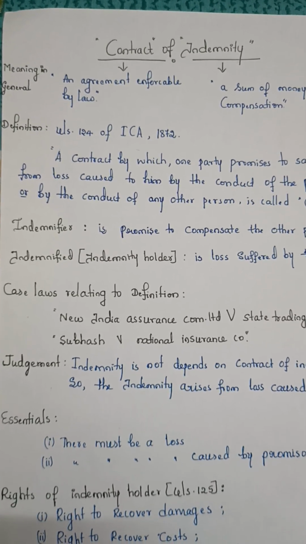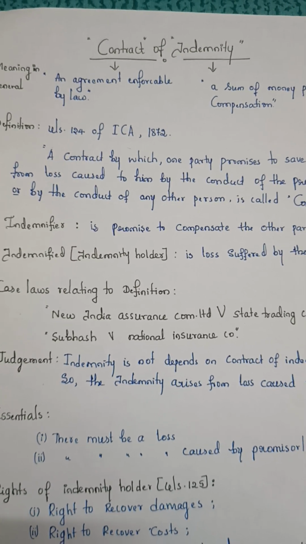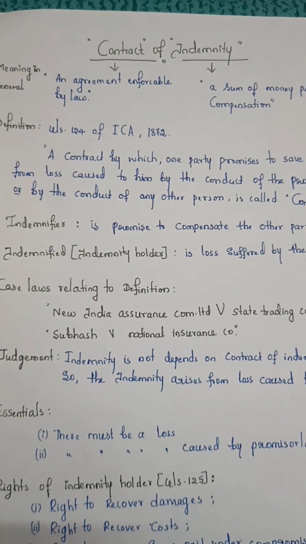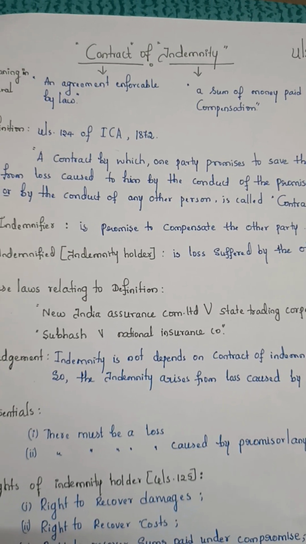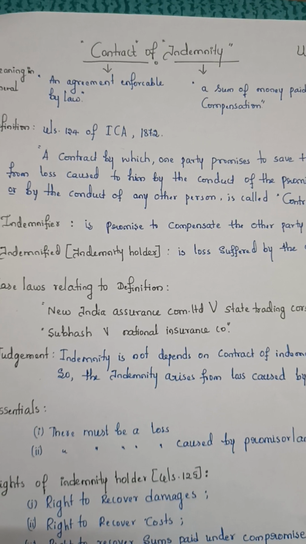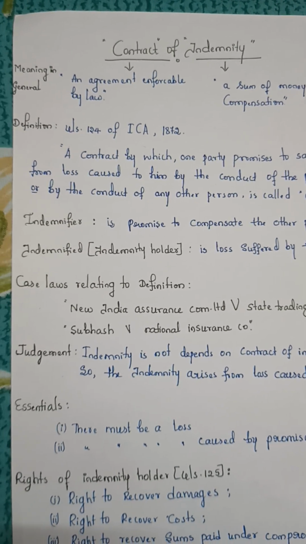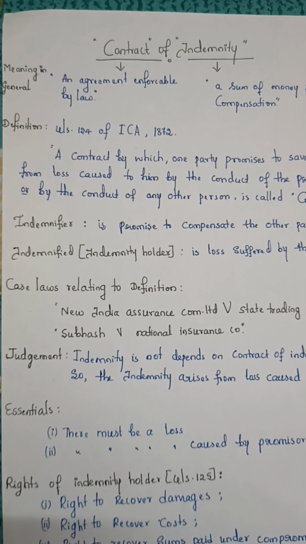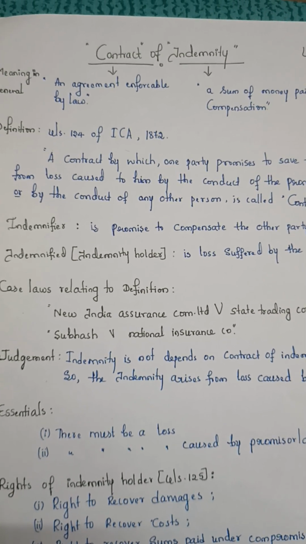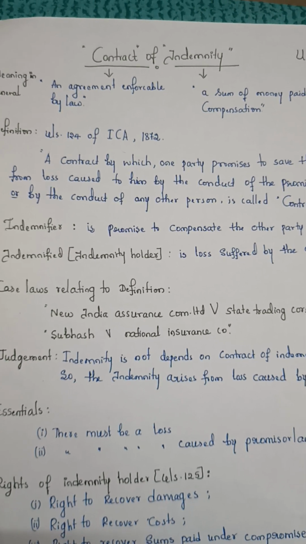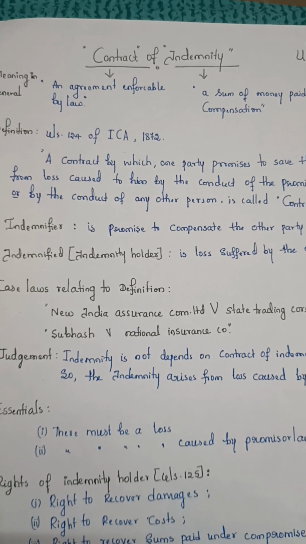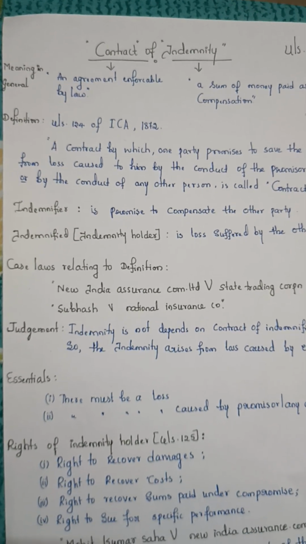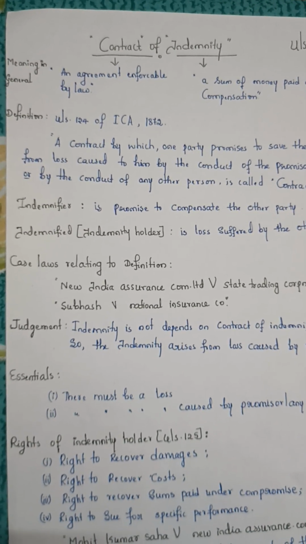The word compensation arises in the case of a loss caused by one person to another person; the sum of money paid in the form of compensation is called indemnity. The contract of indemnity is defined under Section 124 of the Indian Contract Act, which means a contract by which one party promises to save the other from loss caused to him by the conduct of the promisor himself or any other person.